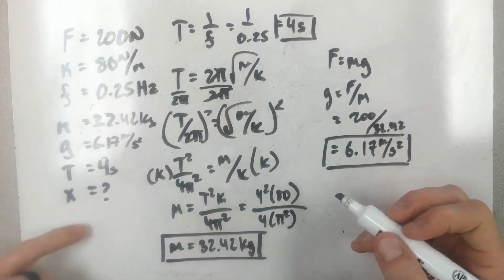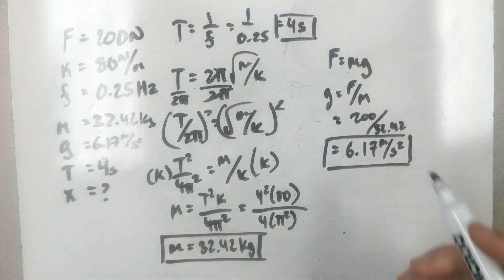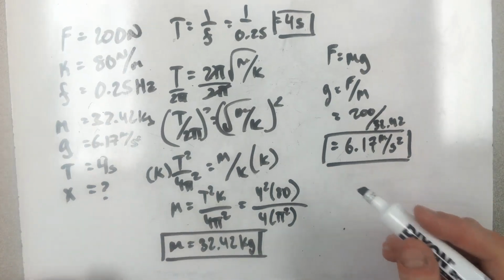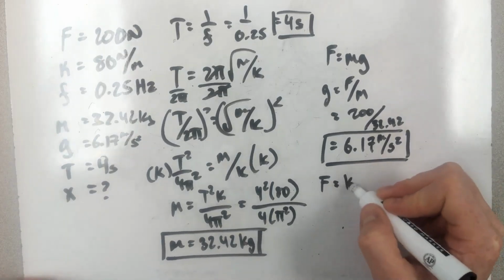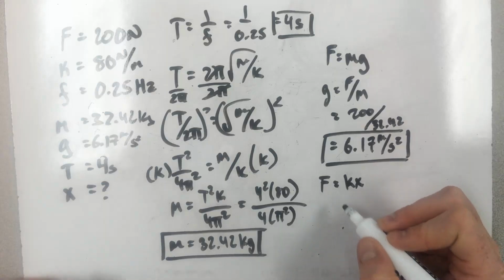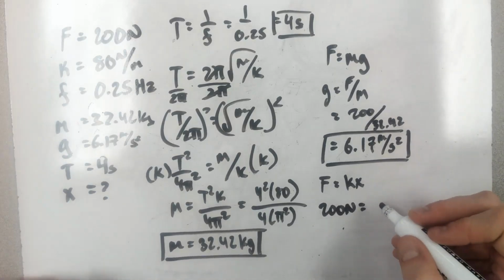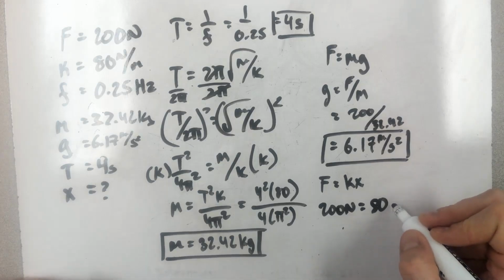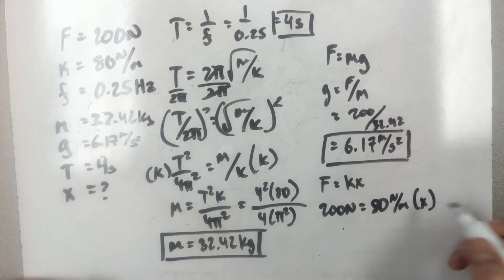And then last, let's see what it would be if we just compress the spring with the weight of the astronaut. Let's see how much he would weigh, he or she, I guess. So we should remember that F equals kx. We know our F, which is 200 newtons. We know our K, which is 80 newtons per meter. And we're looking for an X in meters.